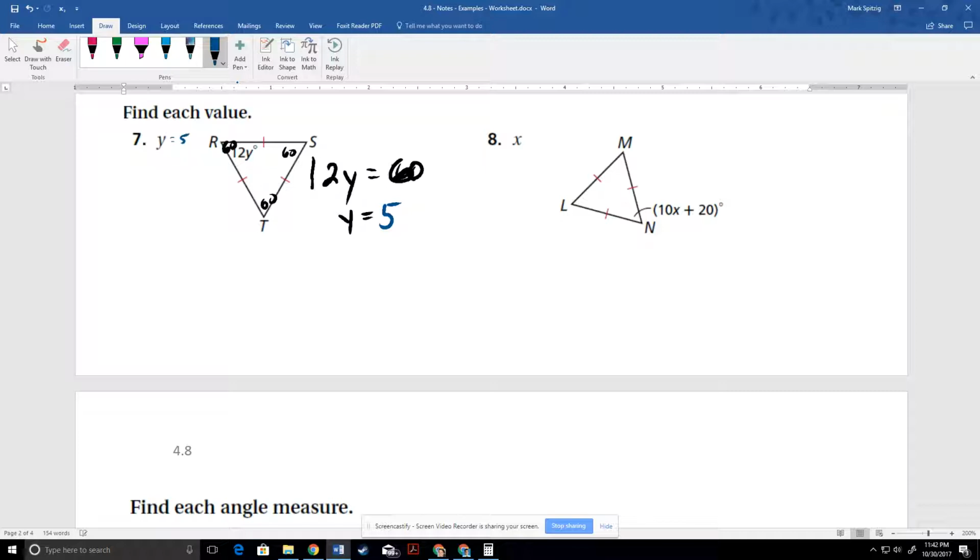All right. So now we're kind of doing the same thing. Hey, it's equilateral. Therefore, they're all 60. So if they're all 60, we can say, oh, well, this is also 10x plus 20. So that's going to equal 60. So we get 10x equals 40. So we get x equals 4. We're trying to find x. We did. X is 4. Awesome.